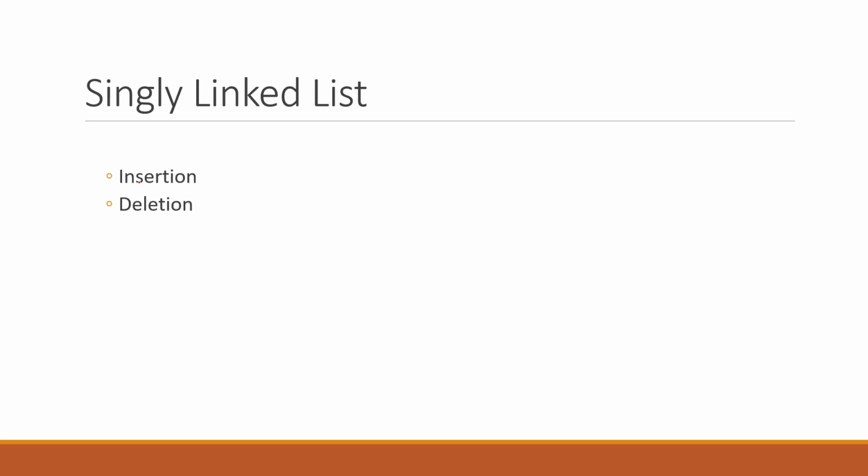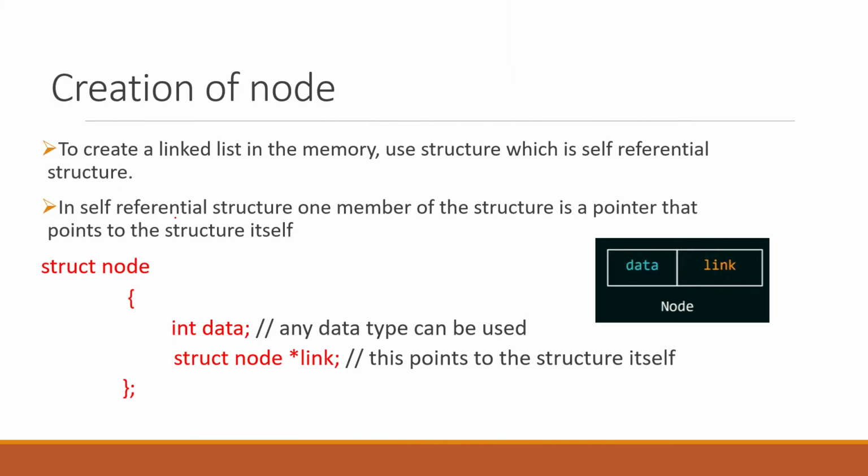We can also perform insertion and deletion in a linked list. Before performing insertion and deletion, we have to create a node. To create a linked list in memory, use structure, which is a self-referential structure. Self-referential means one of the members of the structure is a pointer that points to the structure itself.